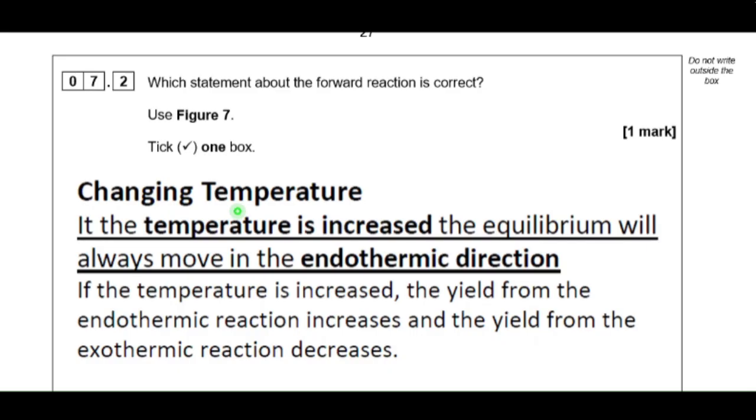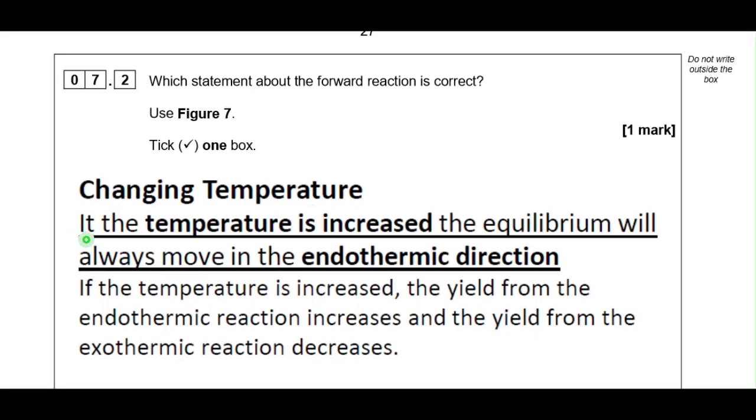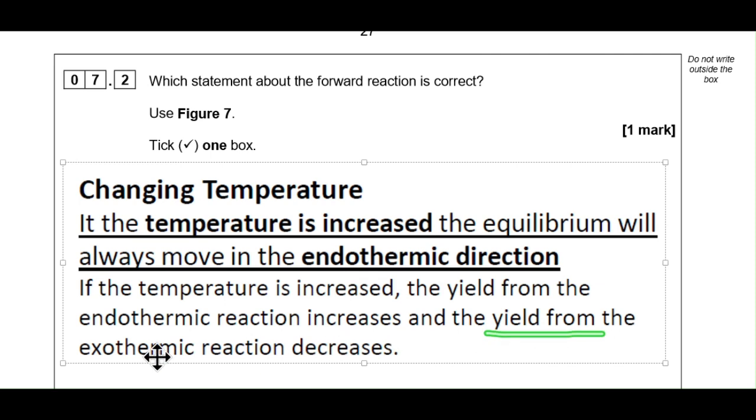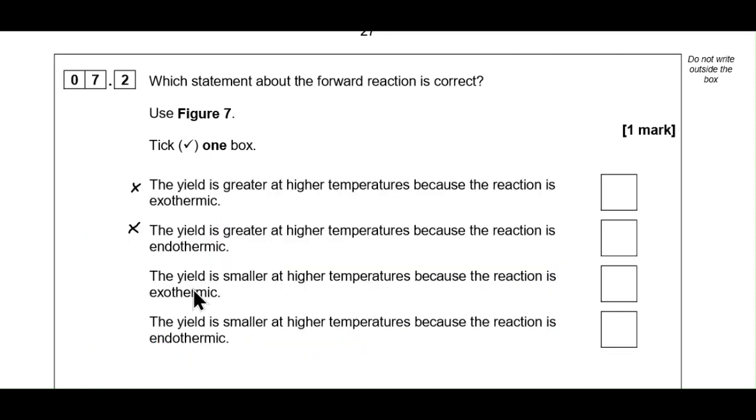So if we look at our theories on the position of equilibrium and regarding temperature change, if the temperature is increased, the equilibrium will always move in the endothermic direction. So if the temperature is increased, the yield from the endothermic reaction increases and the yield from the exothermic reaction decreases. Back to the choices. The yield is greater at high temperature because it's exothermic. That can't be correct.